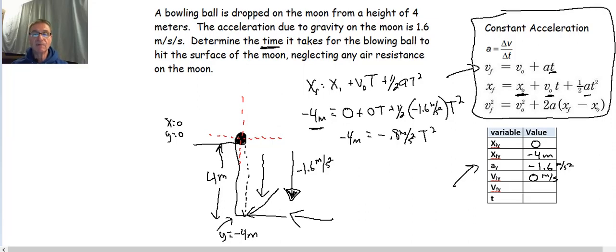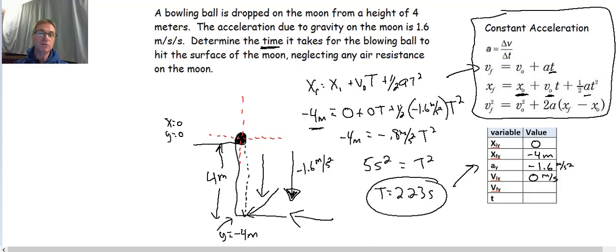All right, I like to get t by itself, so I'm going to divide each side by -0.8 meters per second squared. And the answer I get when I do that turns out to be 5 seconds squared equals t squared. All right, if I take the square root of both sides now, I can get my answer, and it turns out to be 2.23 seconds. So the time it's going to take for that bowling ball to hit the surface of the moon is going to be 2.23 seconds. Hope that helps. We'll see you next time.